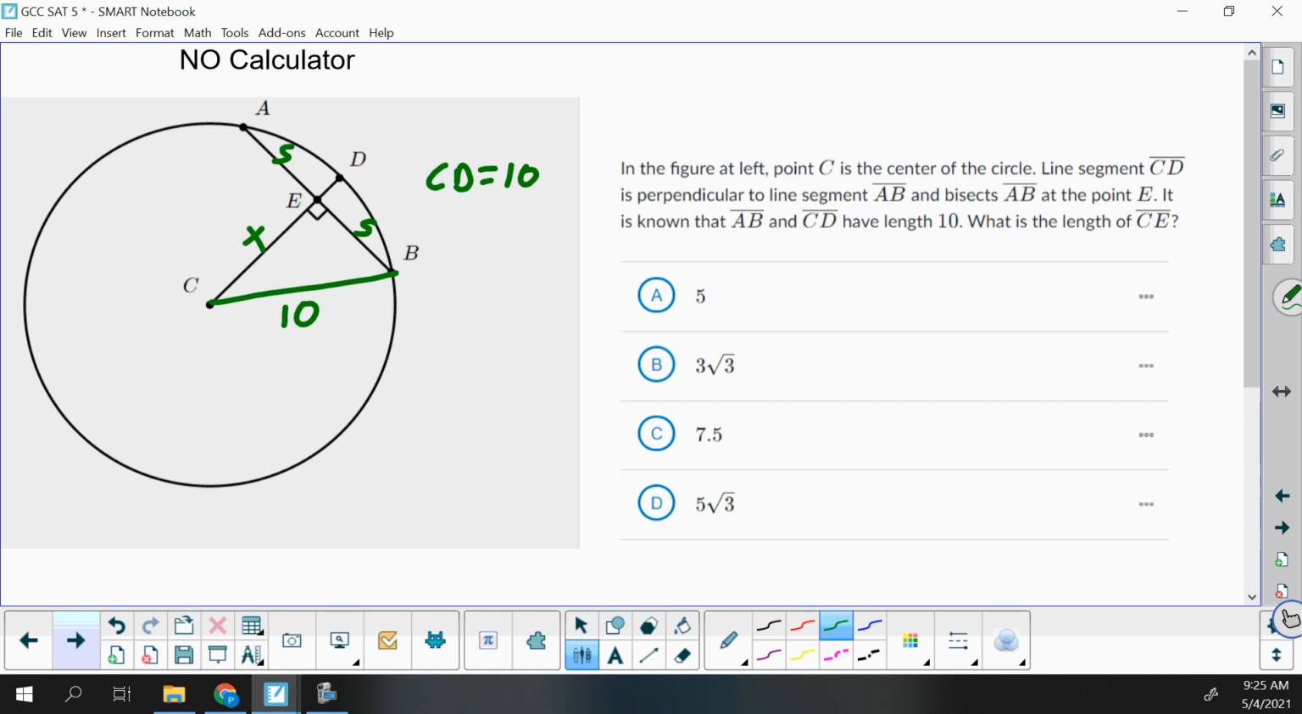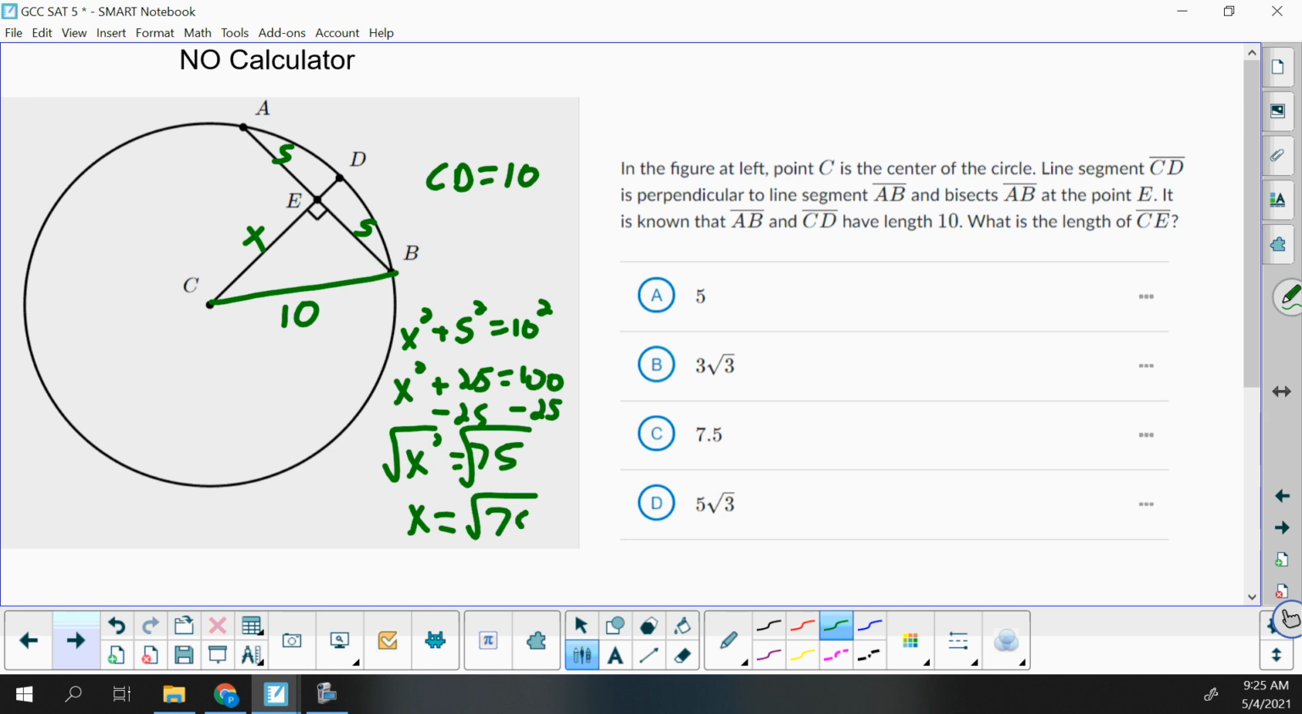We can call this x, and x is what we want to solve for. We want to eventually solve for CE. So this is a no calculator question. There's two ways you can do this. One way is you can do Pythagorean theorem. You got x squared plus 5 squared equals 10 squared. So that would be x squared plus 25 equals 100. Subtract the 25 over, and we get x squared equals 75. Take your square root, and x equals square root of 75.